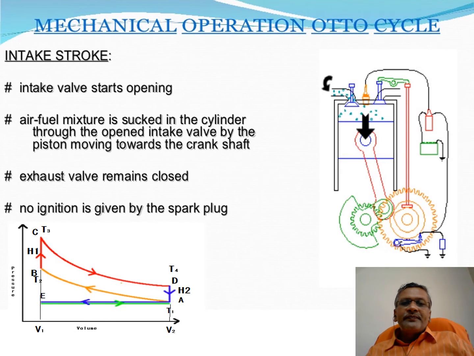Intake stroke. The intake valve starts opening. The air-fuel mixture is sucked into the cylinder through the open intake valve by the piston moving down toward the crankshaft. The exhaust valve remains closed. No ignition is given by the spark plug. It is represented in the PV indicator diagram from A to B. As a result, the volume will be compressed. Temperature will rise from T1 to T2.